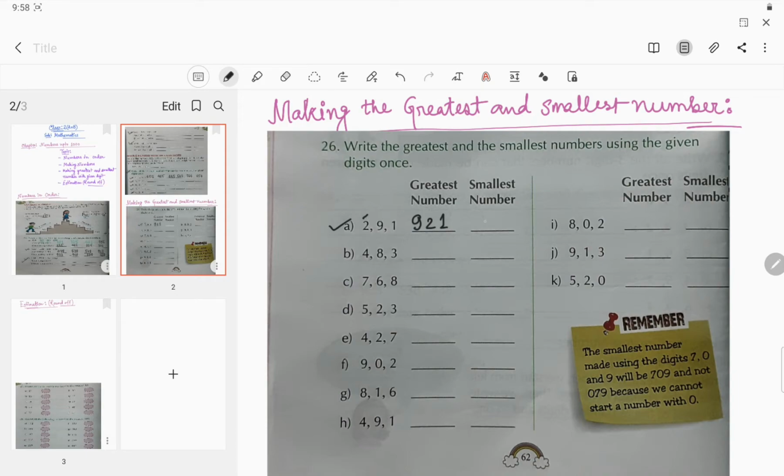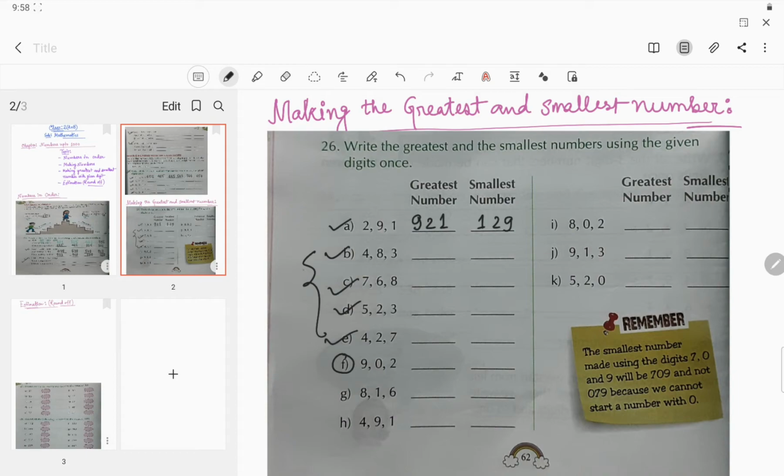Okay. And the smallest one, which one is the smallest among these digits? Yes, 1, cross out, then 2, then 9. Similarly you can make B, C, D, E.